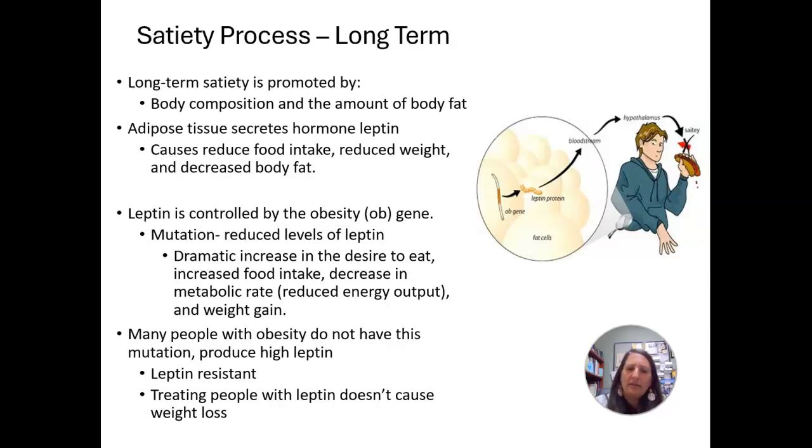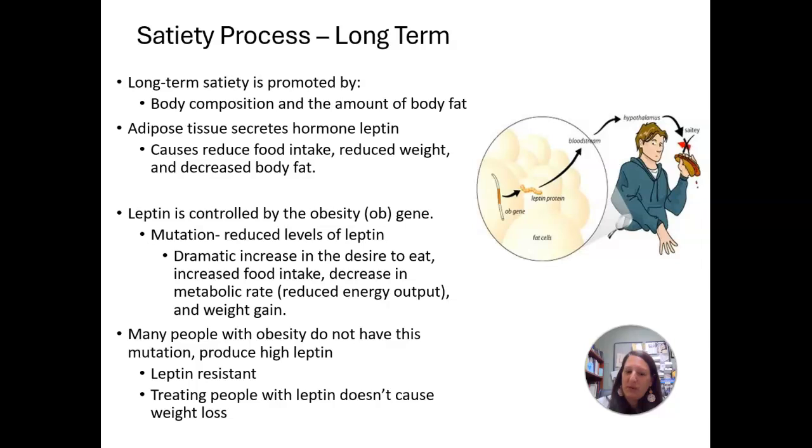This is a little bit nuanced. So leptin is controlled by a gene called the obesity gene, the OB gene for short. And it's been found that individuals who have a mutation in this gene have reduced levels of leptin. They have a dramatic increase in the desire to eat, increased food intake, a decrease in metabolic rate, so a reduced energy output, and weight gain.